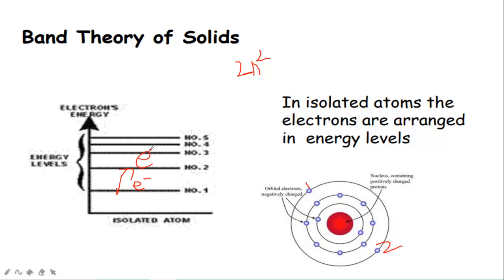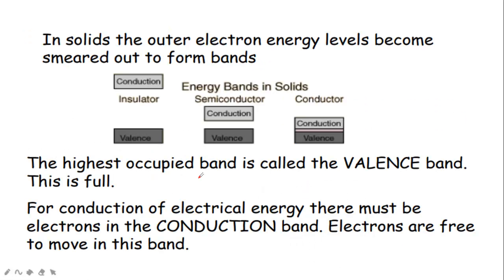Now, if there are n atoms, then there are n types of energy levels overlapping each other, and they may form a band. We'll understand it in the coming slides. So moving ahead: in solids, the outer electron energy levels become smeared out to form bands. Yes, you know this thing now. So look at this one.